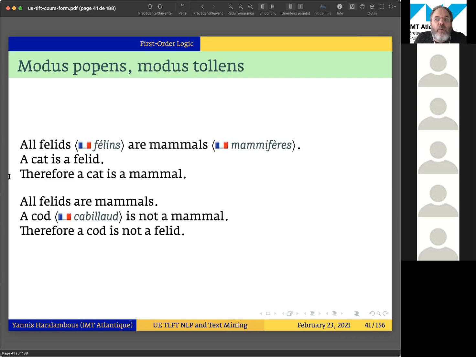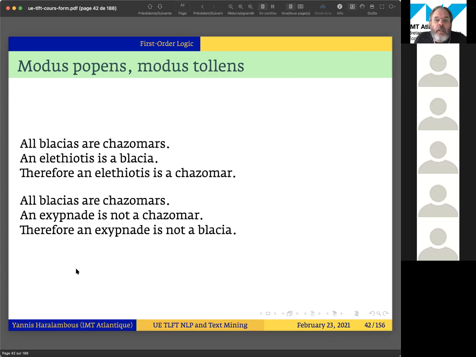So we call this modus ponens and not popens. This is an error, modus ponens, and this one modus tollens. And we all agree on that. Now on the next slide, I'm using words you don't know, because they don't exist. But even though these words do not exist, you do agree on the validity of the reasoning.